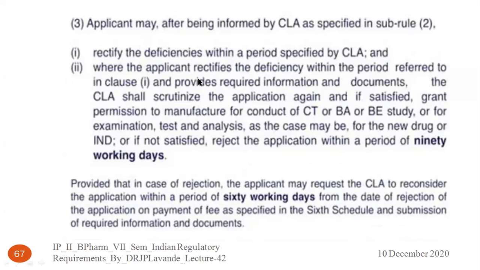The applicant, after being informed by the Central Licensing Agency as specified in sub-rule 2, will rectify the deficiencies within a period specified by the CLA. The CLA may give a period, saying you have to rectify this issue within a month, within 2 months, or within a few days. So within that period, that is the meaning of specified period, right? Within that period, the applicant needs to rectify the deficiency.